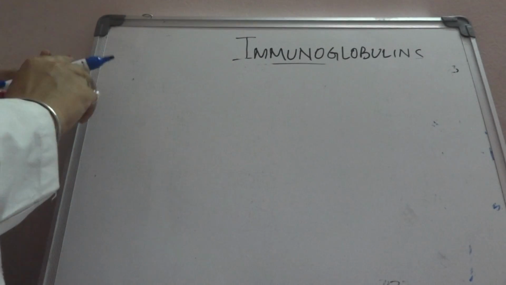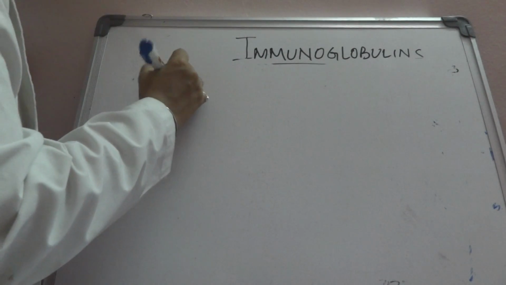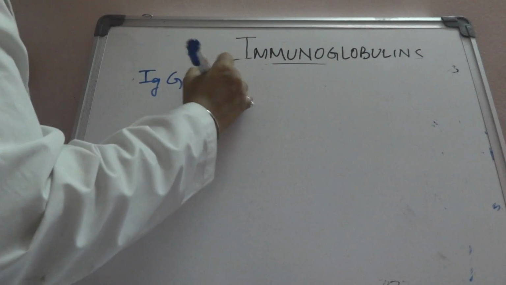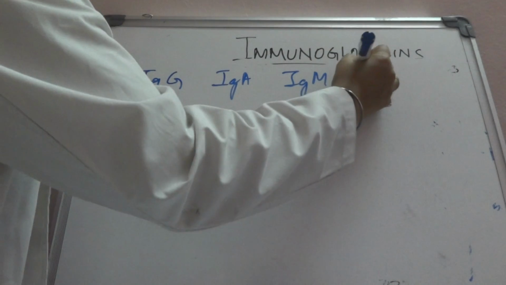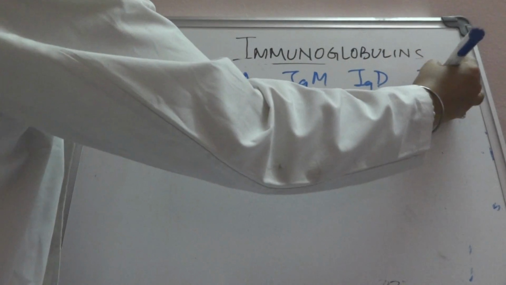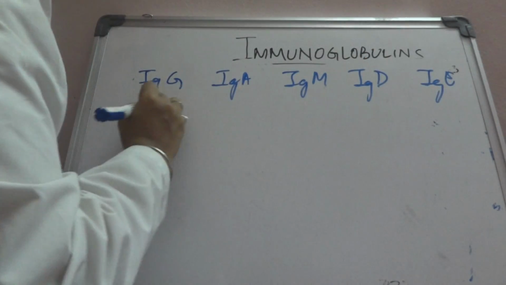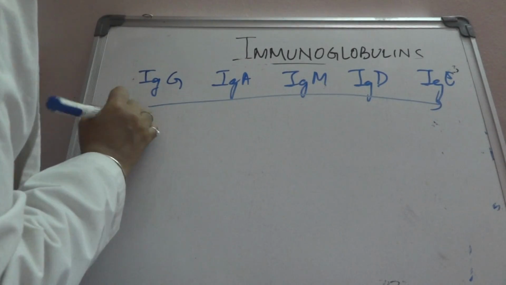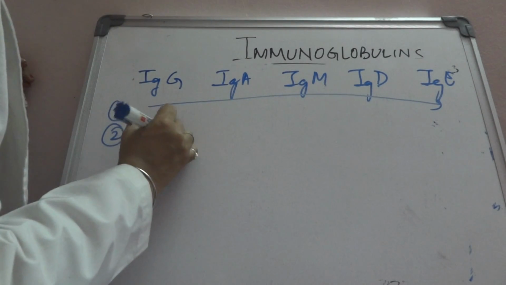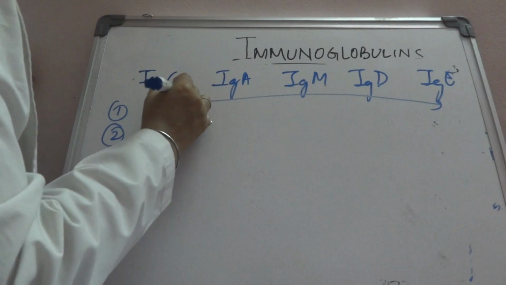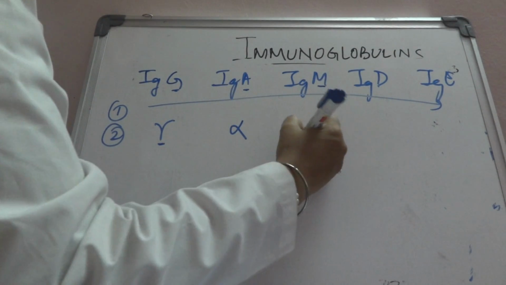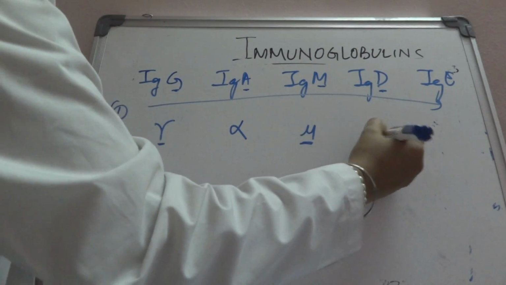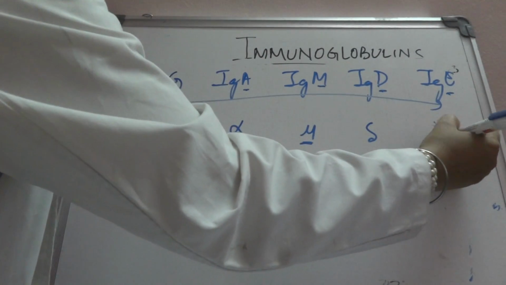We discussed that there are IgG, IgA, IgM, IgD and IgE. The concentration decreases in this order. Second, the heavy chains: gamma heavy chain for G, alpha heavy chain for A, mu heavy chain for M, delta heavy chain for D, epsilon heavy chain for E.